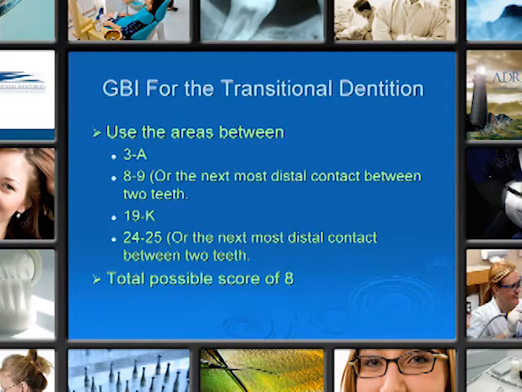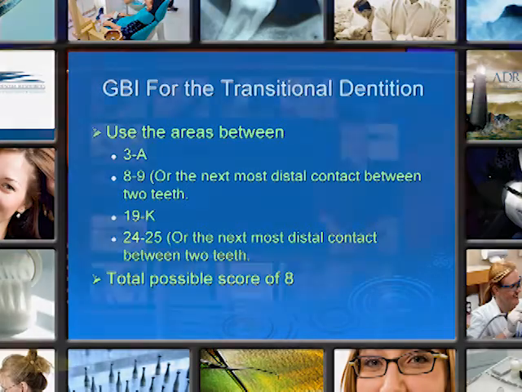The GBI for the transitional dentition, we use the areas between tooth number 3 and A, 8 and 9, or the most distal contact between two teeth if 8 and 9 aren't present. Tooth numbers 19 and K, and tooth numbers 24 and 25 are again the most distal contact between the first two teeth that you come to. Again, a possible score of 8.